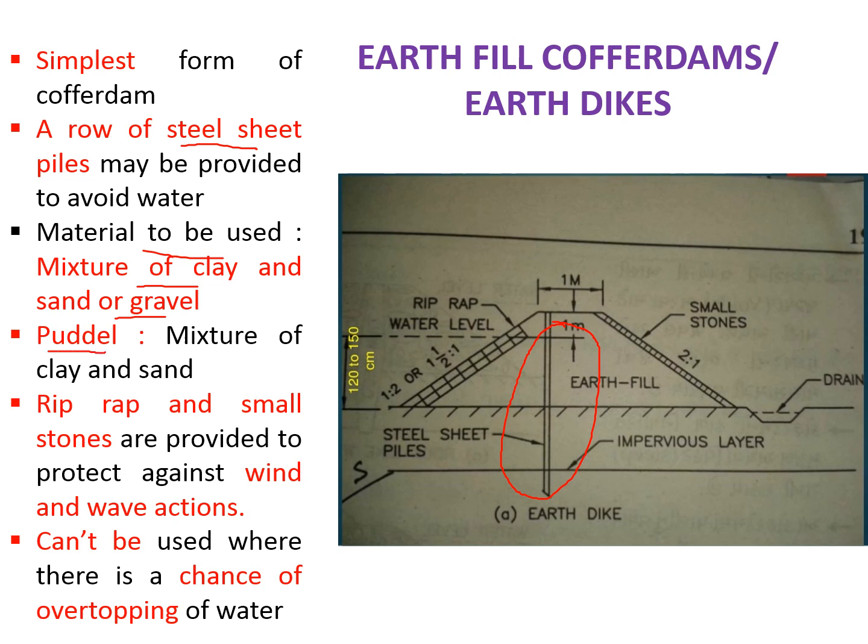Generally as it is an earth fill material, pores might be there. So what is riprap? This is nothing but what is called riprap. They are small stones which are provided to protect against wind and wave action, because if it is just simple earth fill, then it may be eroded in case of high water flow, or in case of wind flow. So this riprap is provided to protect against that, and it is provided with a certain slope.